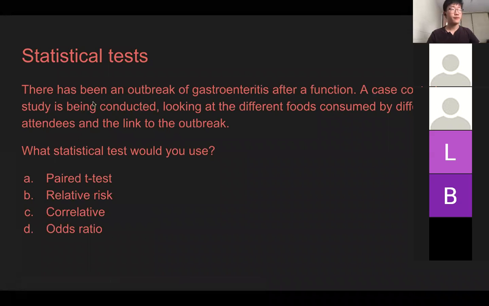Next up, statistical tests. So there's been an outbreak of gastro, and a case control study is being conducted, looking at different foods consumed by different attendees and the link to the outbreak. What statistical test would you use here?